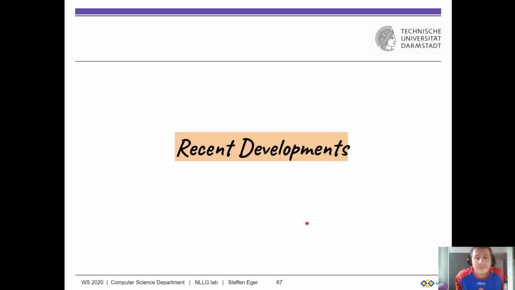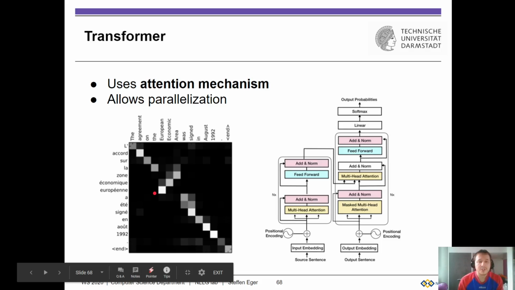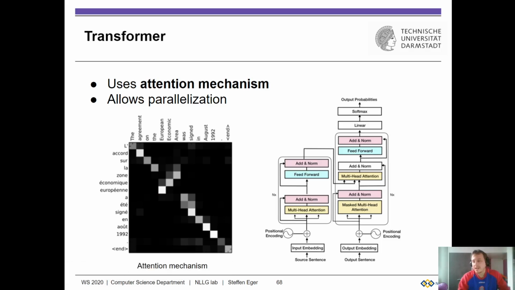Okay, let's go to a few recent developments. One model class that has replaced the RNN and is used in the BERT architectures are transformers. They have replaced RNNs since about 2018. Transformers use the attention mechanism. What's the attention mechanism? Assume you do machine translation: you can use a global context to translate your input into an output, as we've just seen.